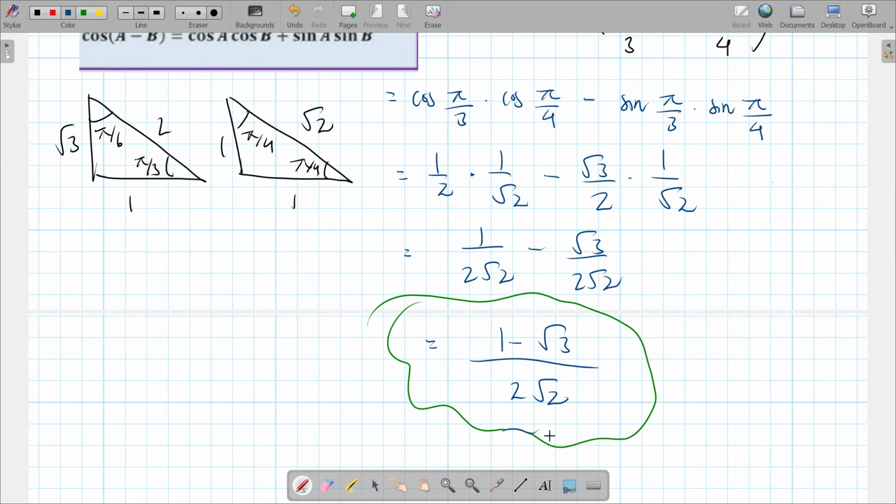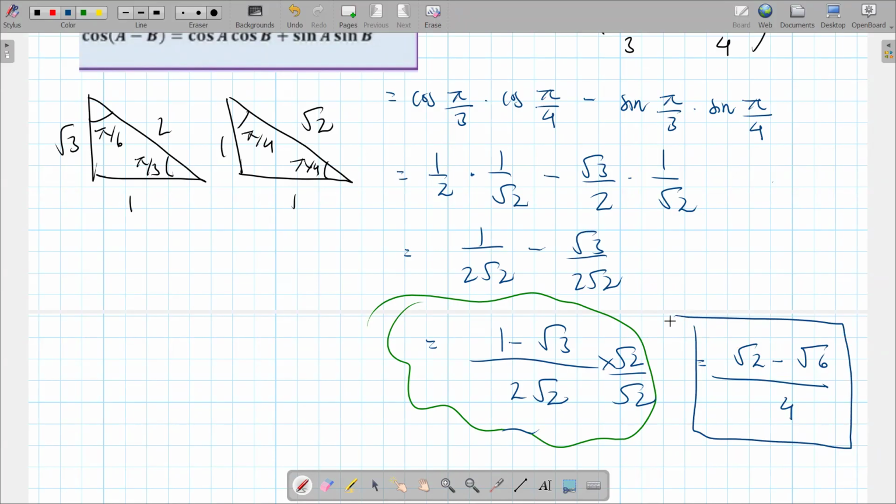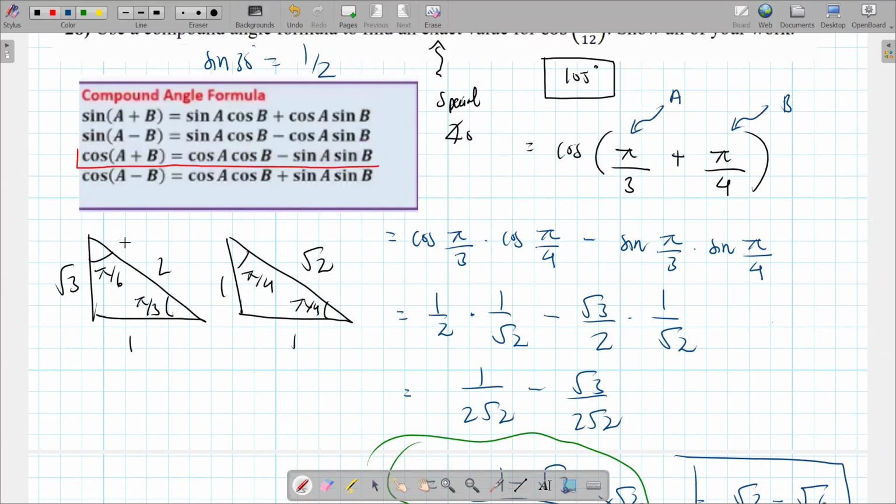Right. So multiply root 2, multiply root 2. So it'll be root 2 minus root 6 over 2 times 2, 4 for the final answer. And you are done. Cool? So this question, definitely difficult. Get used to plugging the compound angle formulas.